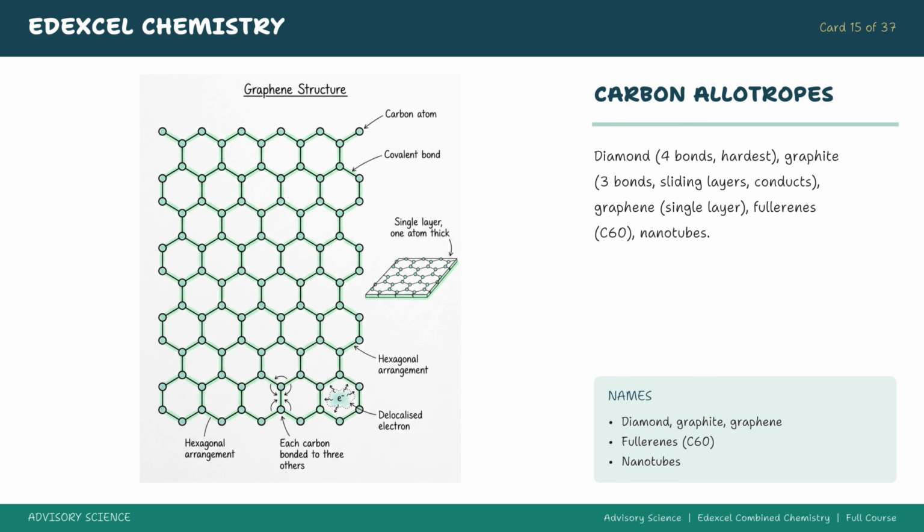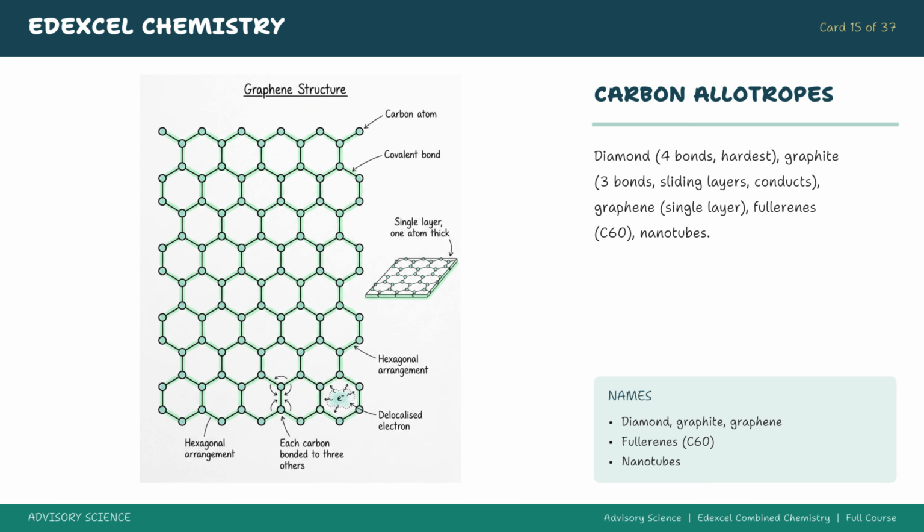Carbon forms several structures called allotropes. Diamond has each carbon bonded to 4 others, making it the hardest natural material. Graphite has each carbon bonded to 3 others in layers that slide, with 1 delocalized electron per atom, so it conducts. Graphene is a single layer of graphite, strong and conductive.